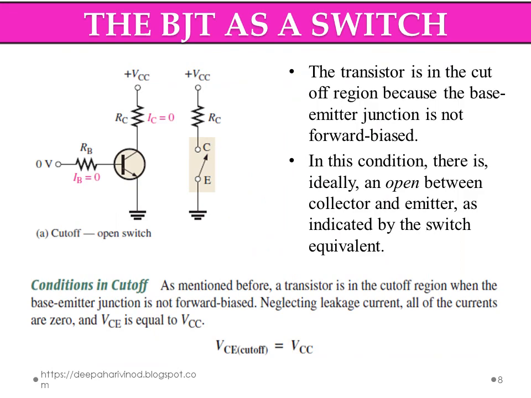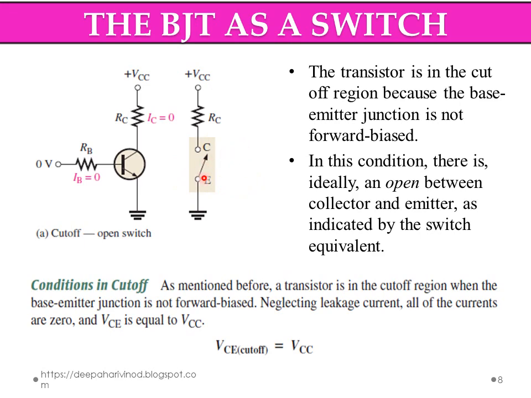Now, BJT as a switch. Here we can see a figure. This is the equivalent circuit of this transistor when it operates in the cutoff. So when the transistor operates in the cutoff region, it acts as an open switch.